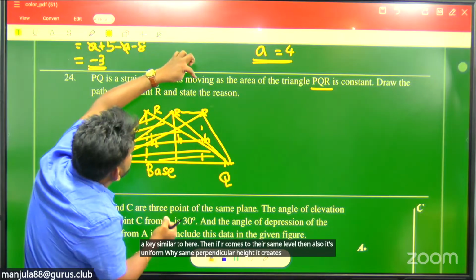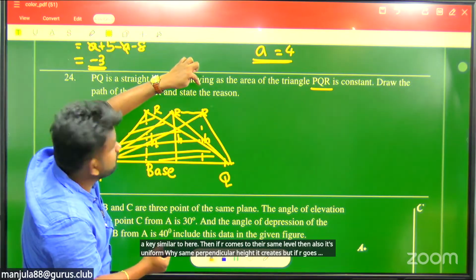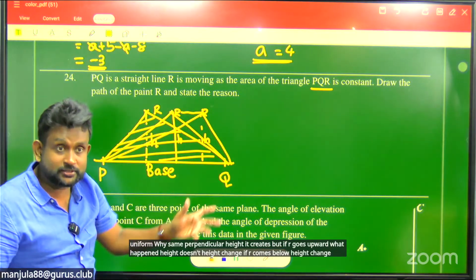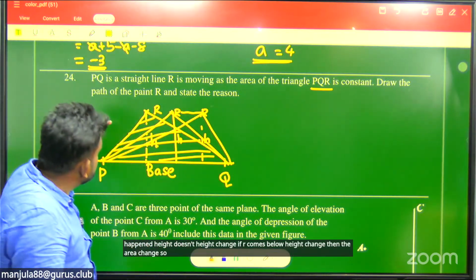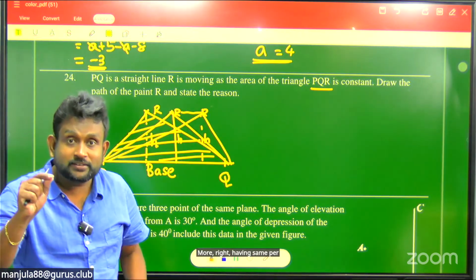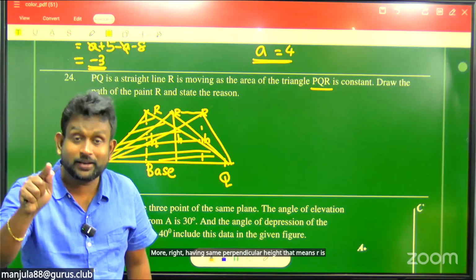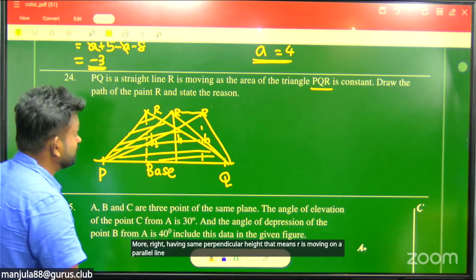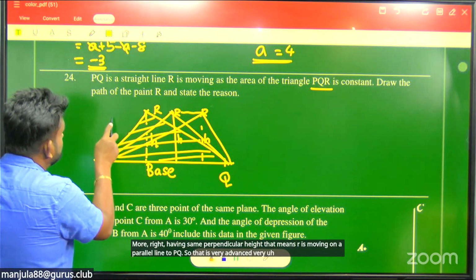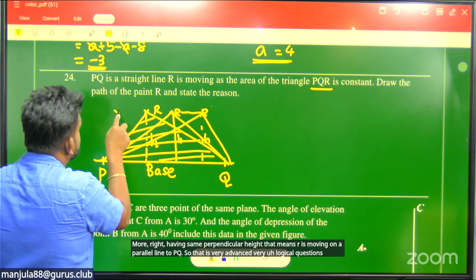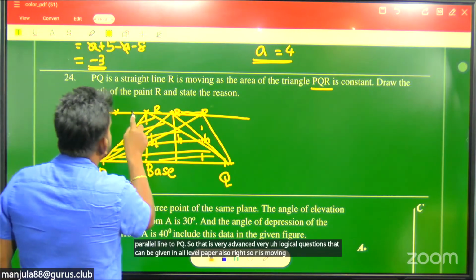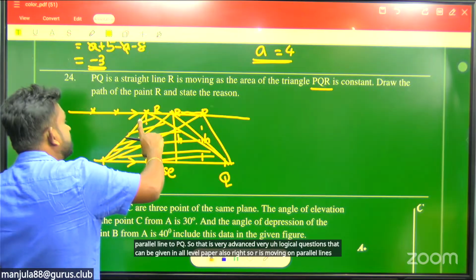But if R goes upward, what happens? The height changes. If R comes below, the height changes, then the area changes. So R has to move having the same perpendicular height. That means R is moving on a parallel line to PQ. That is a very advanced, very logical question that can be given in the O-level paper also, right? So R is moving on parallel lines having the same perpendicular height.